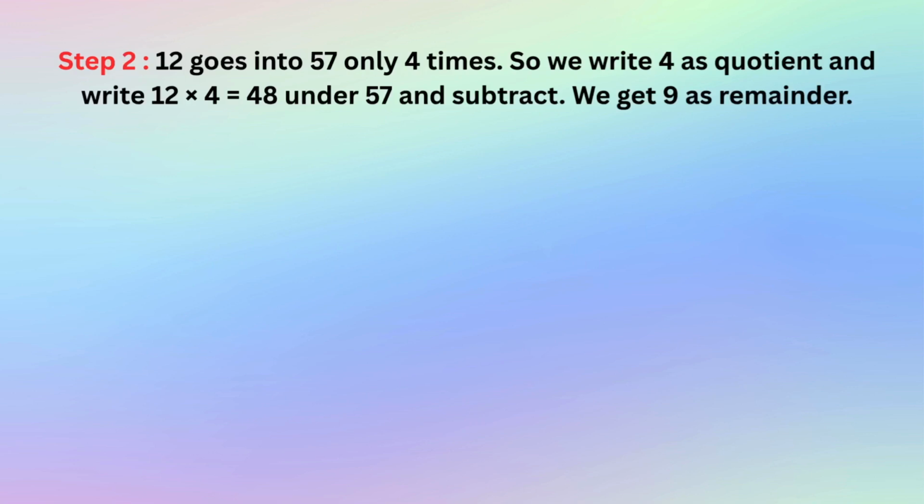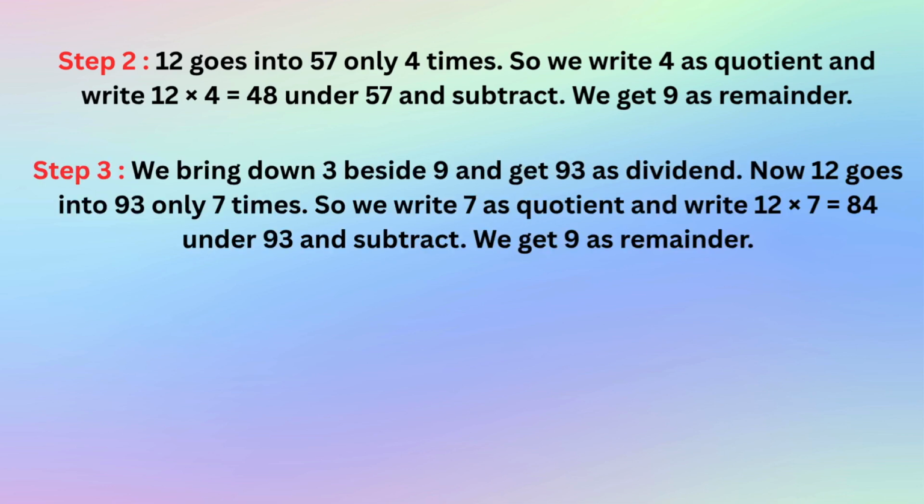Step 2. 12 goes into 57 only 4 times. So we write 4 as quotient and write 12 times 4 equals 48 under 57 and subtract. We get 9 as remainder. Step 3. We bring down 3 beside 9 and get 93 as dividend. Now 12 goes into 93 only 7 times. So we write 7 as quotient and write 12 times 7 equals 84 under 93 and subtract. We get 9 as remainder.